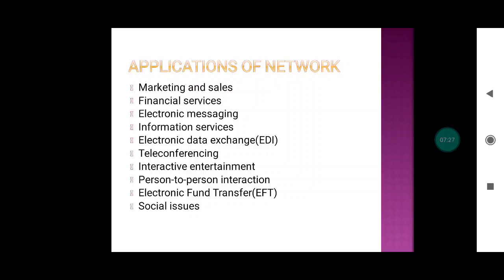Then person to person interaction. If we want to interact with someone, there are applications that enable us to message when we are connected online. Then electronic fund transfer, or EFT. Electronically we can perform check submission, and we can transfer money using Google Pay, PhonePe, and other such applications. We can share the money.